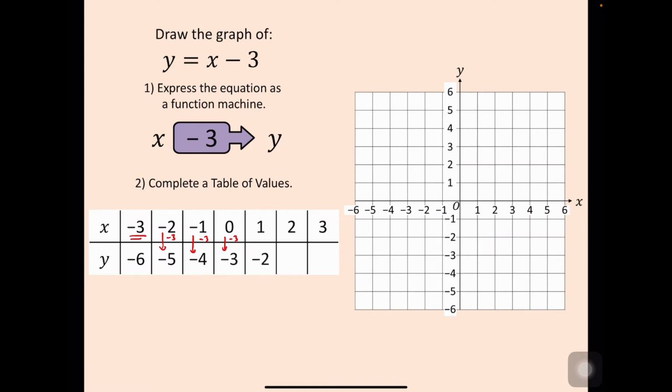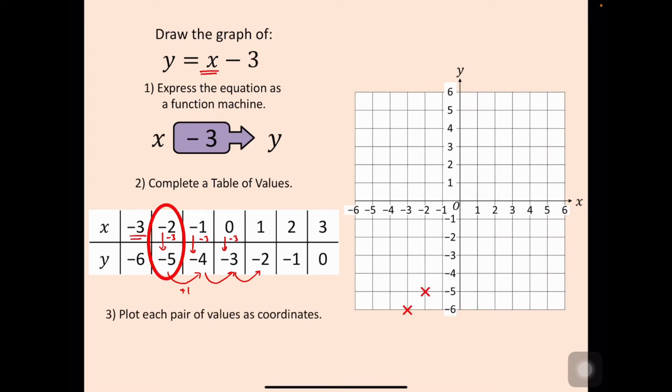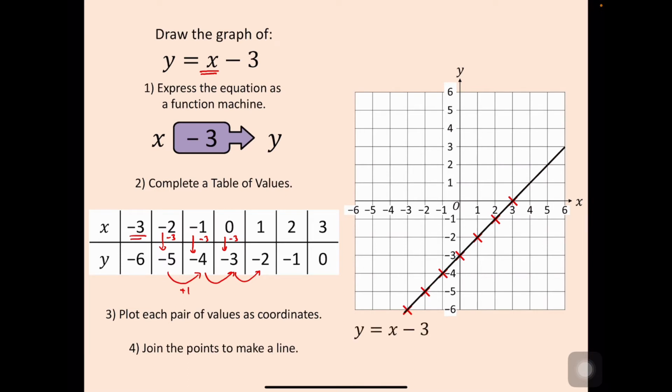But if you look at the term by term rule, we're adding 1 each time. And again, that makes sense because there is a 1 essentially in front of the x. The x has a coefficient of 1. So plotting these coordinates on the grid is the next step, and of course we need to join the points to make a line, and we label our line.